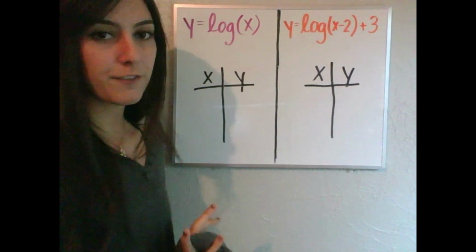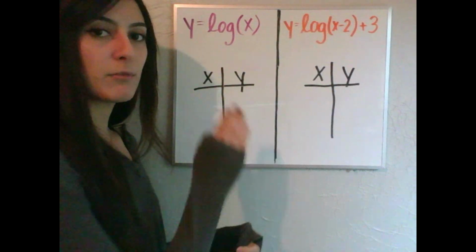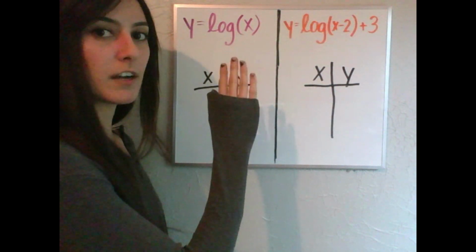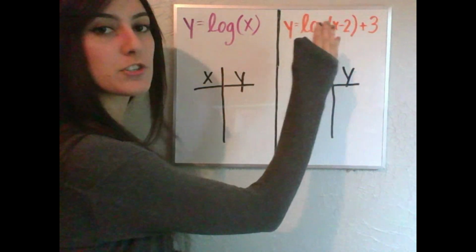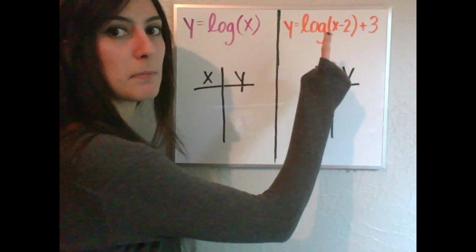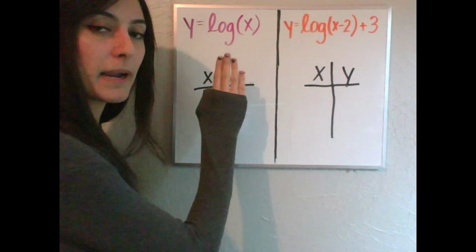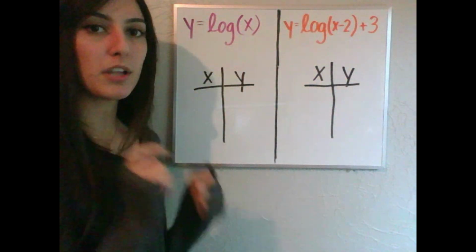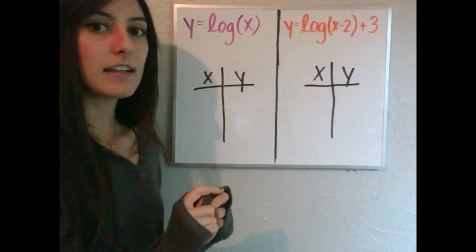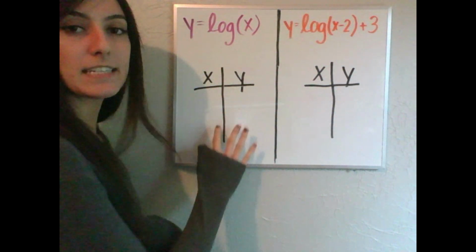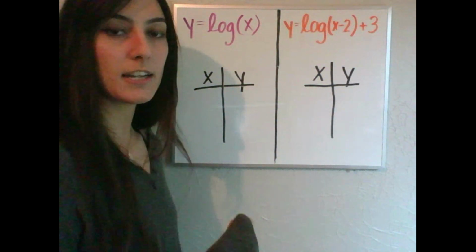Let's start with our first example. So we have y equals log of x, our parent function, being compared to y equals log of (x minus 2) plus 3. So let's first start with our parent function. I'm going to plug that into my calculator so I can get a table of values that I can then plot on my graph.